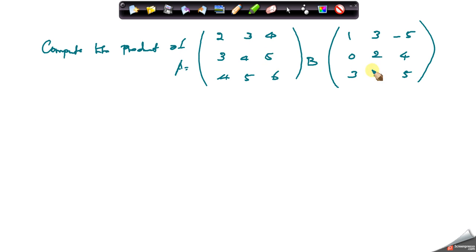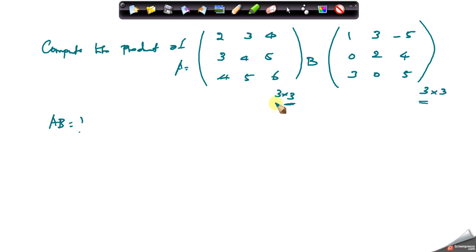This is a square matrix, right? It is of order 3 by 3. This is also of order 3 by 3. In this case, the first rule says that the number of columns of the first matrix is equal to the number of rows of the second matrix. That is satisfied here, so the product is possible. Square matrix means both AB as well as BA are possible in this case, right? Fine, we have to find AB in this case.